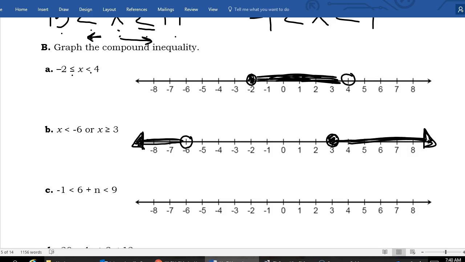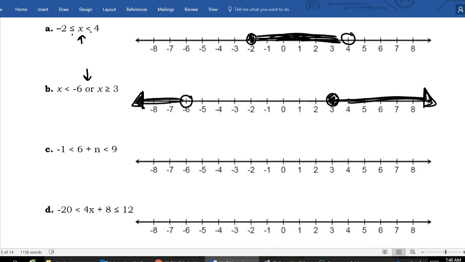The compound inequalities where you're shading in the middle will usually look like that, and the compound inequalities where you're shading the extremities or the outer regions will usually look like that. So letter C is another twist. It's not just giving me the compound inequality, I have to solve to find it.